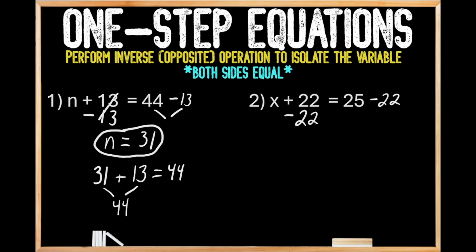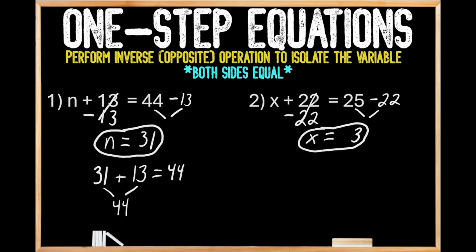And the plus 22 and subtract 22 cancel themselves out because they come up to 0. So now we're going to isolate our value of x, and then we're going to subtract 22 from 25 for the right-hand side of this equation, which is going to give us 3. So x is equal to 3.